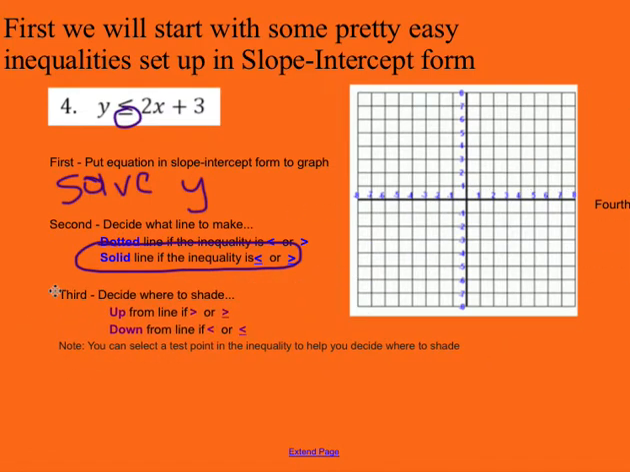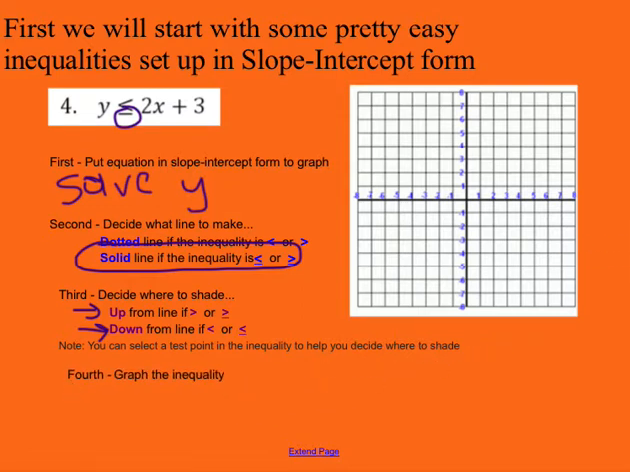Taking a look at the third one, decide where to shade. Here's how I like to look at it. If the alligator mouth is eating the y, if it's going to eat the y for dinner, you're going to shade up from the line. We'll talk about what that looks like in a second. If it's facing away from the y, we're going to shade down. Okay, so fourth is graphing and shading the line.